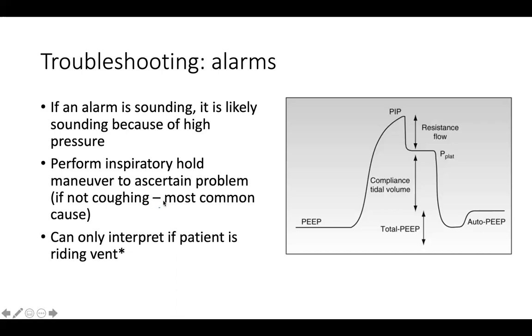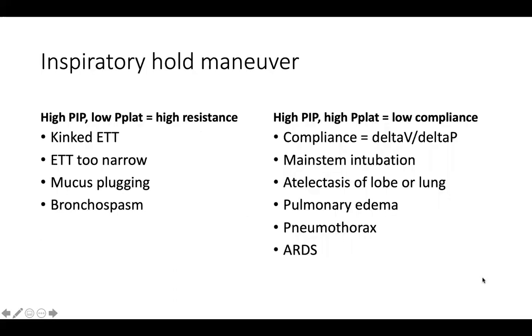And so if you generate this end inspiratory hold and you see both a high peak inspiratory pressure and a high plateau pressure, that means that your compliance has gotten worse. And so things that can drive this, perhaps the ET tube has been pushed further into the patient's airways and now you've performed a main stem intubation. Perhaps there has been lobar or lung collapse. Perhaps there is new pulmonary edema. The patient has a pneumo, has worsening inflammation, turning into ARDS. Those are some of the things that can cause worsening compliance of your system.